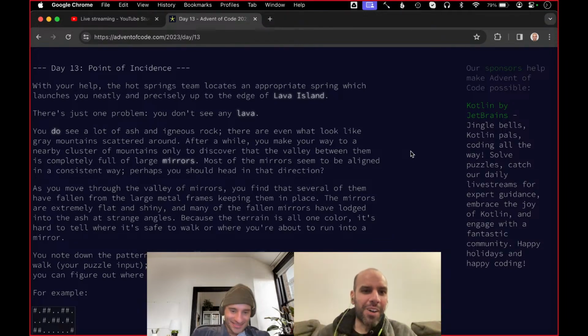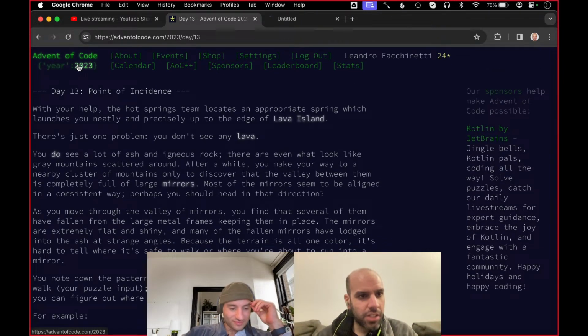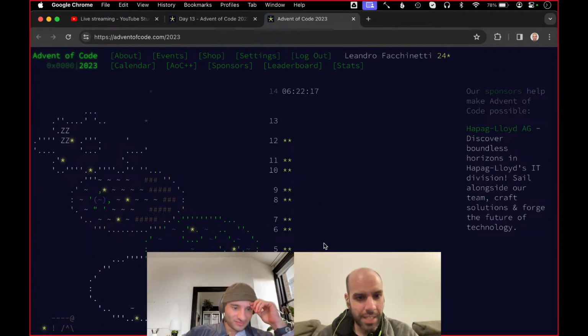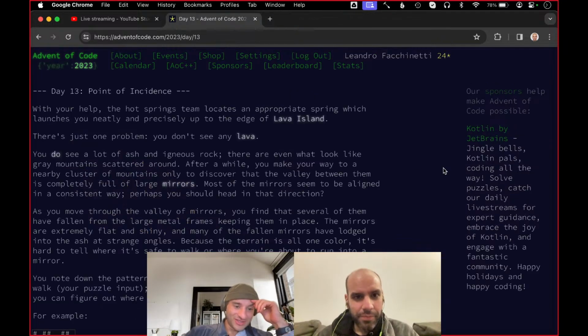With your help, the Hot Springs team locates an appropriate spring which launches you neatly and precisely up to the edge of Lava Island. Did you notice that the drawing that we are doing is our story, where we used like a stairs and then there was like a desert island and then we go up? Wow, no, I didn't notice that.